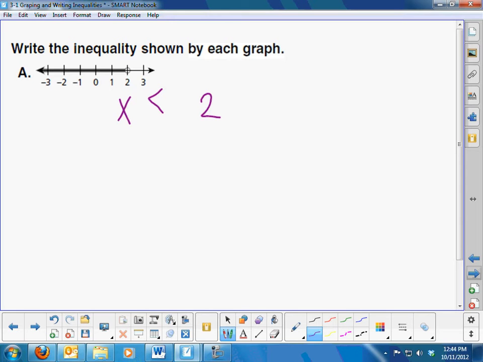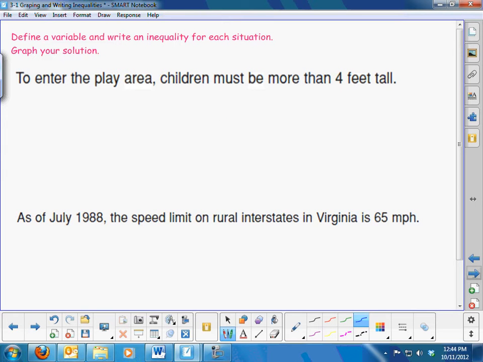Now, the only other thing I need to remember is, am I going to have that equal to line there or not? No, because I have an open circle. Open circle, you do not have an equal to line. It's not inclusive. It is exclusive. So x is less than 2. All right. Couple more to finish this up.